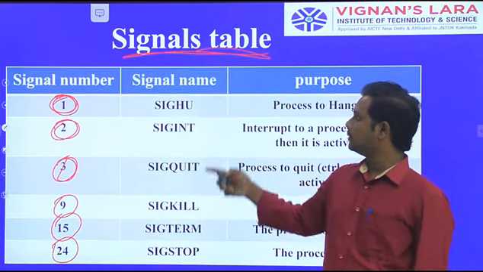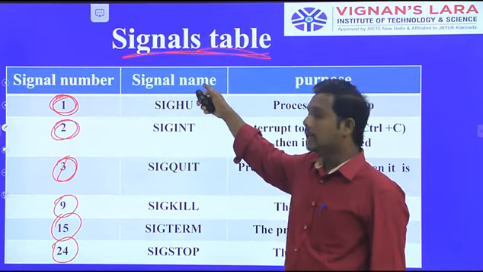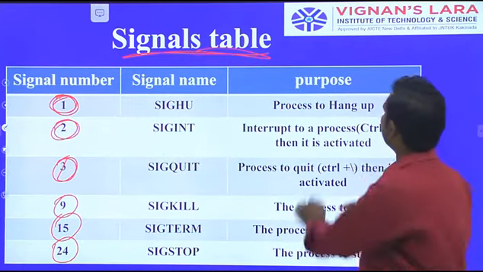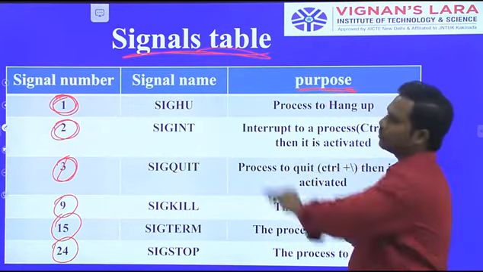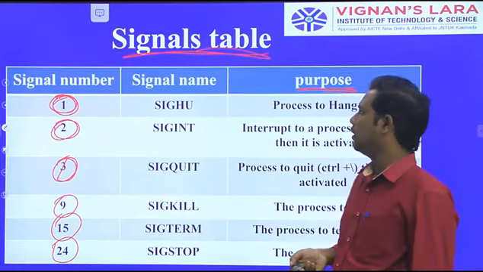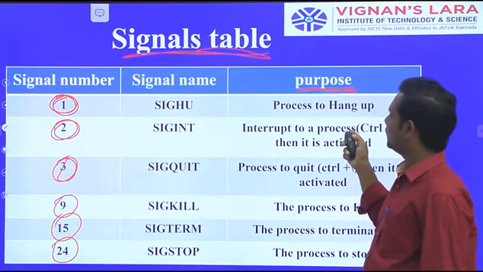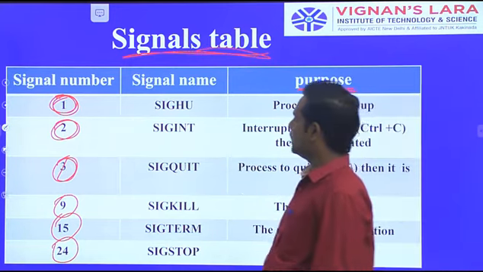So you observe this. Here 3 fields are there: signal number, signal name, and signal purpose - for what purpose that signal is used. Signal number, signal name, signal purpose. So these are the signals.